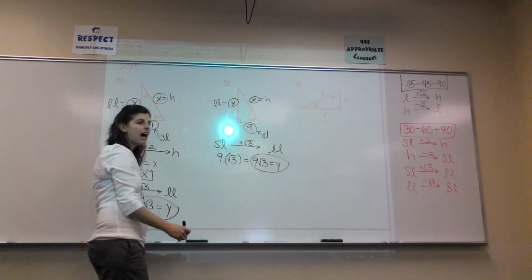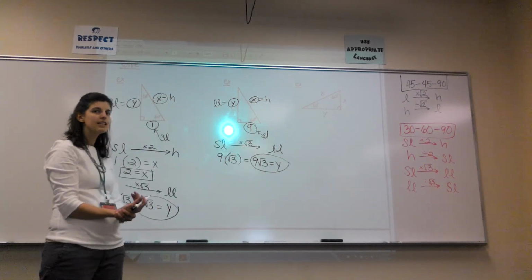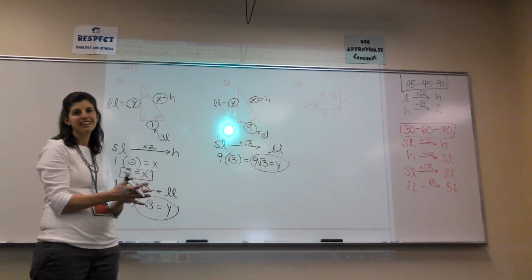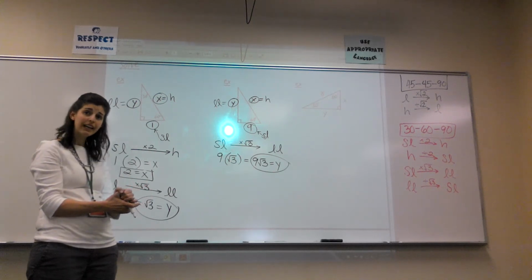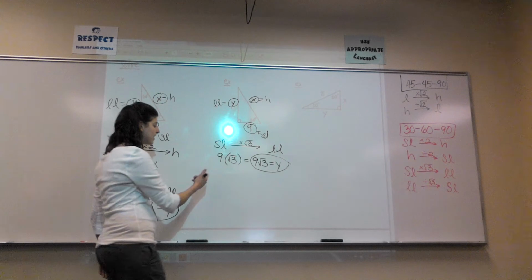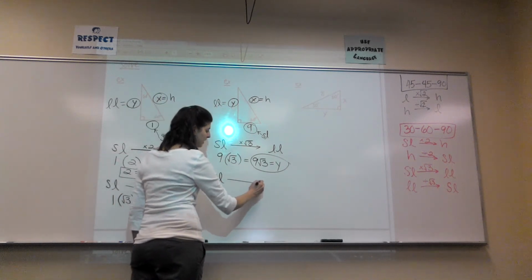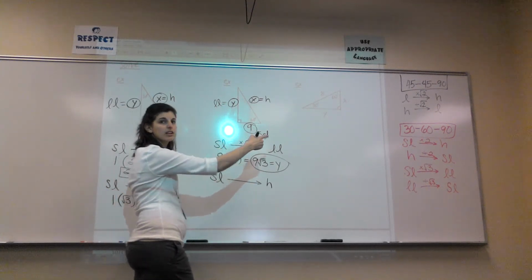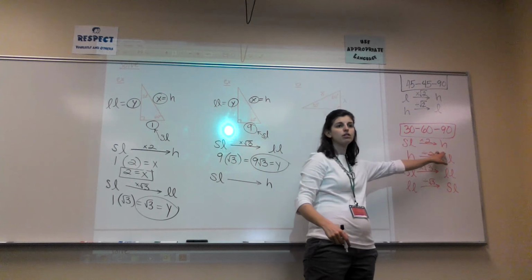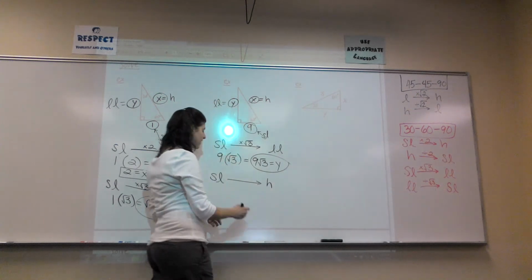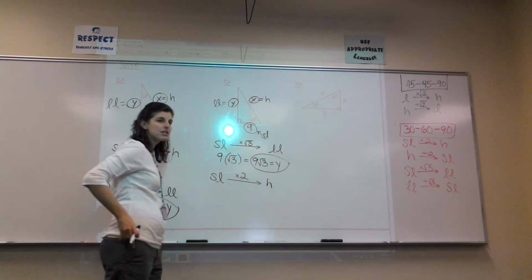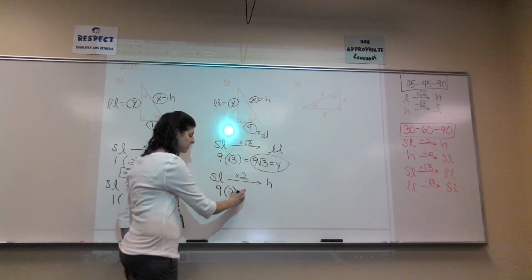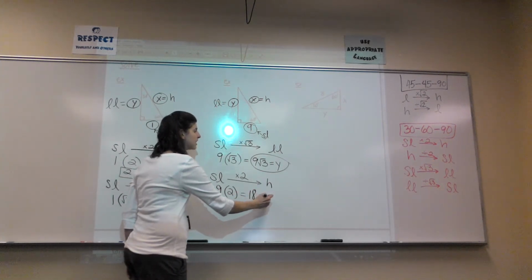Now how do I find the hypotenuse? Caitlin, what do you think? How do I find the hypotenuse? Well, you have the short leg is 9. How do you find the hypotenuse if you have the short leg? Times it by 2. Does that make sense? Okay. So we're going to take 9 and multiply it by 2 to get 18. That's going to be my x value.